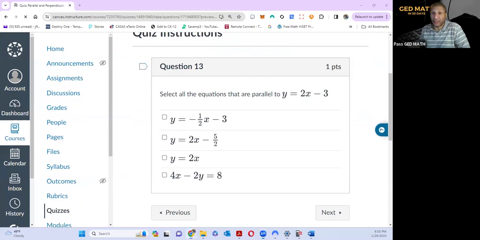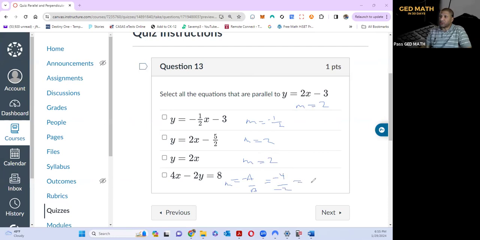Again, select all equations that are parallel. Parallel lines have the same slope. So my slope is 2. The slope here is negative 1/2. The slope here is 2. The slope here is 2. The slope here is minus A over B because I got standard form. So minus 4 over minus 2 is a positive 2. So check, check, check, 30 seconds.